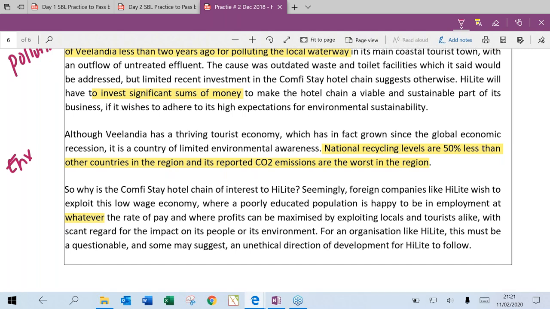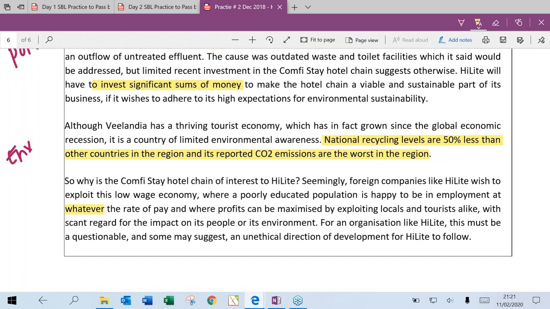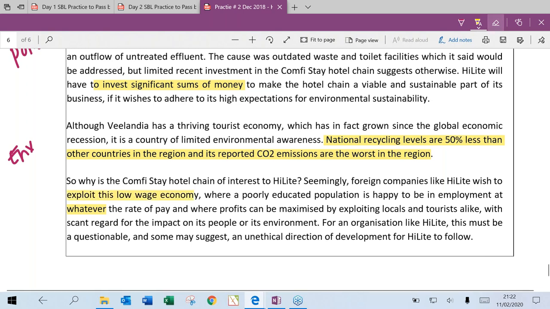Okay, so why is the Comfy Stay hotel chain of interest to Highlight? Seemingly, foreign companies like Highlight wish to exploit this low-wage economy where a poorly educated population is happy to be in employment at whatever rate of pay, and where profits can be maximized by exploiting locals and tourists alike. Okay. For an organization like Highlight, this must be a questionable and some may suggest an unethical direction of development.